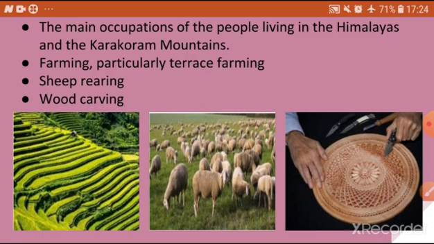Next, sheep rearing. So sheep rearing is the raising and breeding of domestic sheep. So you can see sheep rearing in our areas also. These are raised mainly for meat, milk, and for their fiber, that means wool.